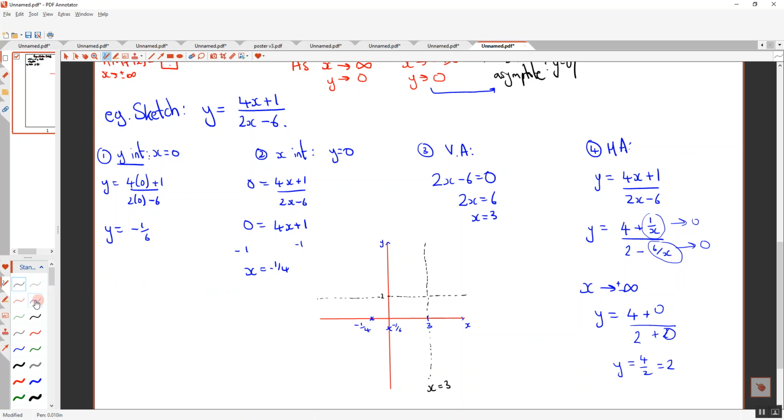And then we can draw in our curve, so it has to definitely go through these 2 points. Do not let it touch the asymptotes. It also comes down this side as well. Let's just label this asymptote. This is y equals 2.